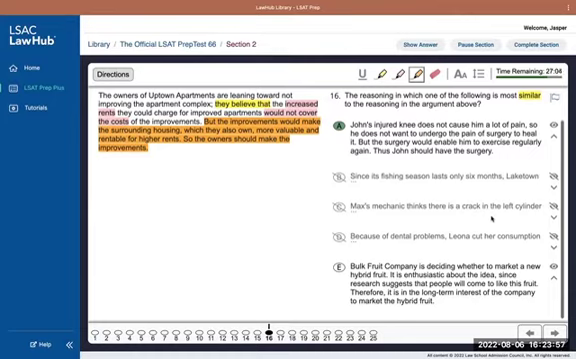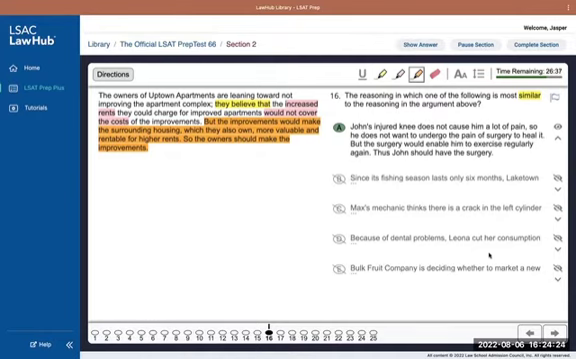Bulk fruit company is deciding whether to market a new hybrid fruit. It is enthusiastic about the idea. Okay, so leaning towards doing it, since research suggests that people will come to like this fruit. Therefore, it is in the long-term interest of the company to market the hybrid fruit. So here the writer of the argument actually is siding with what the decider already wants to do, and that's not similar to the original. So I would eliminate that, and overall I think A is the most similar for sure.